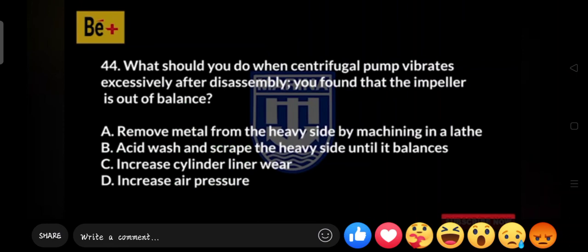What should you do when a centrifugal pump vibrates excessively after disassembly? You found that the impeller is out of balance. A. Remove metal from the heavy side by machining in a lathe. B. Acid wash and scrape the heavy side until it balances. C. Increase cylinder liner wear. D. Increase air pressure. The answer is A. Remove metal from the heavy side by machining in a lathe.